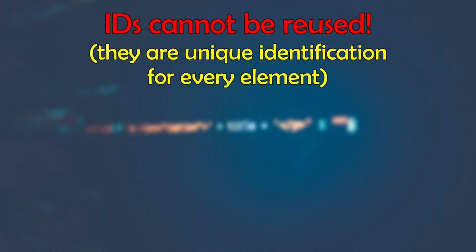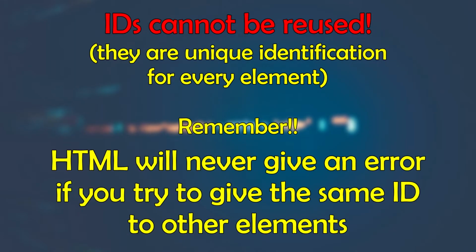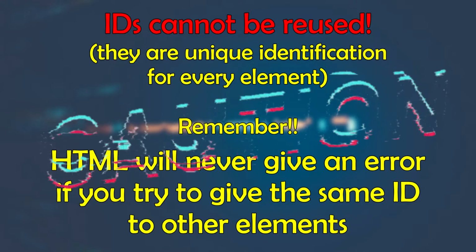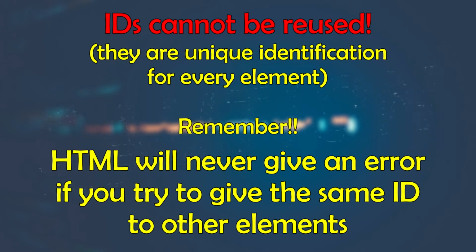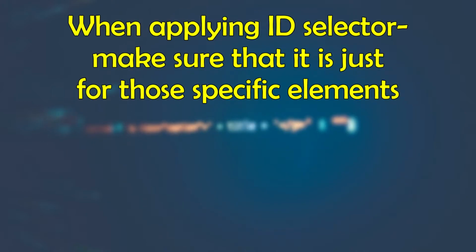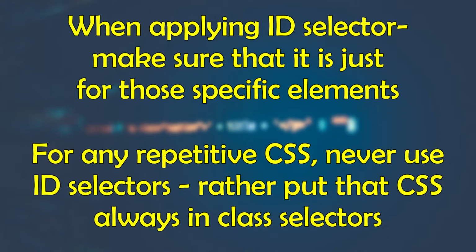All of you know that IDs cannot be reused. IDs are unique identification for every element. Though if you are reusing the same ID, applying the same ID to some other element, HTML or the browser never gives you the error. But you have to make sure that it remains unique. The same applies to ID selectors as well. So when you are applying the ID selector, you have to make sure that it is for just the specific element. For any repetitive CSS, never ever use ID selectors. Put that CSS always in class selectors.